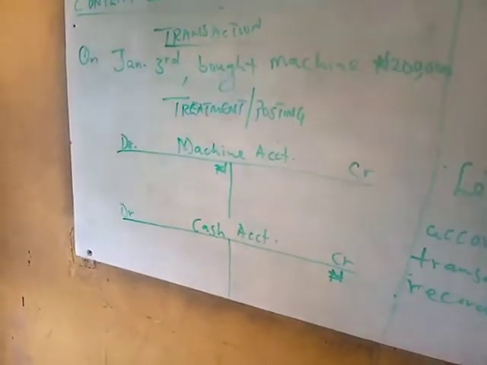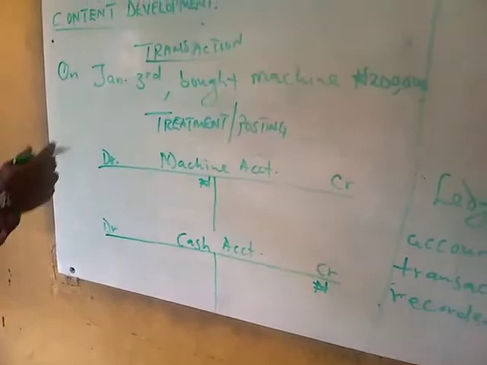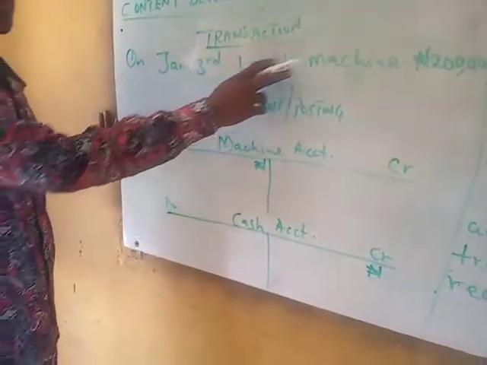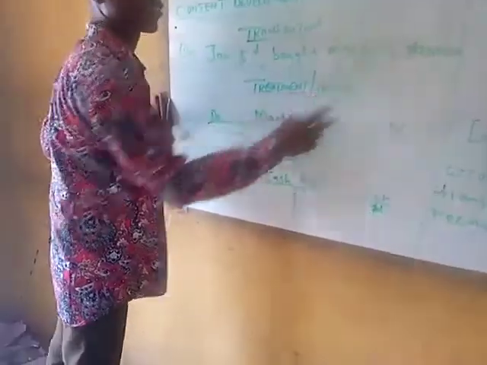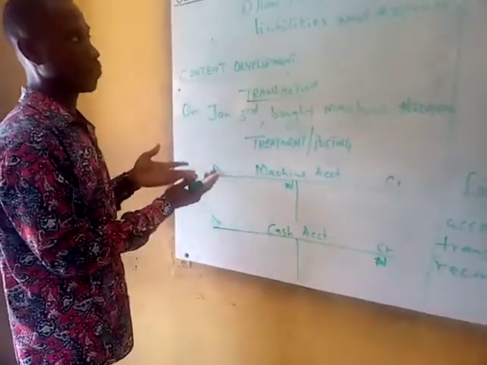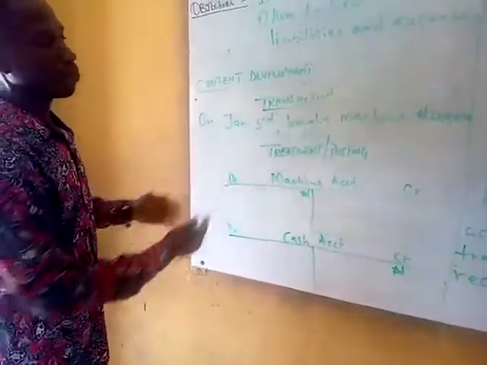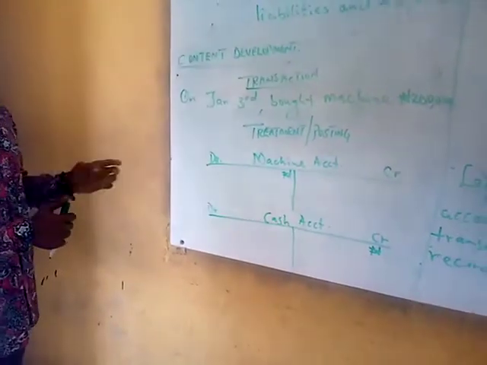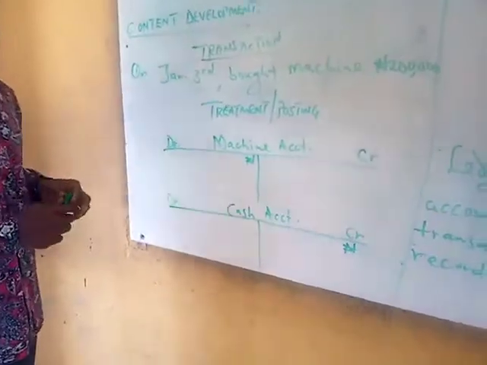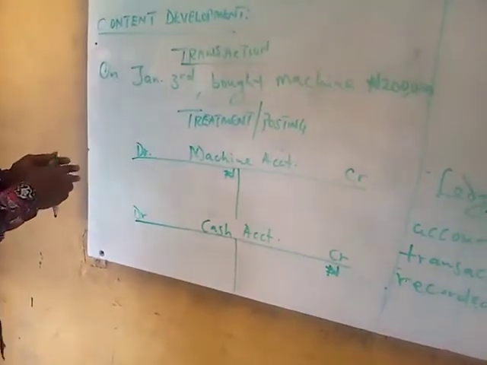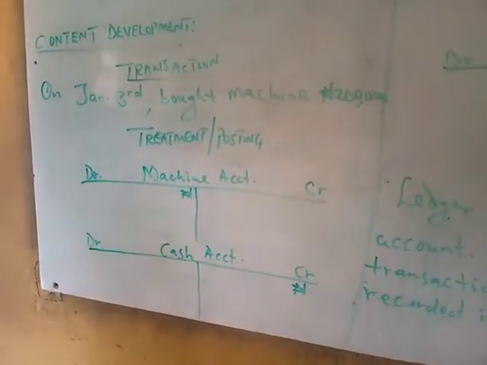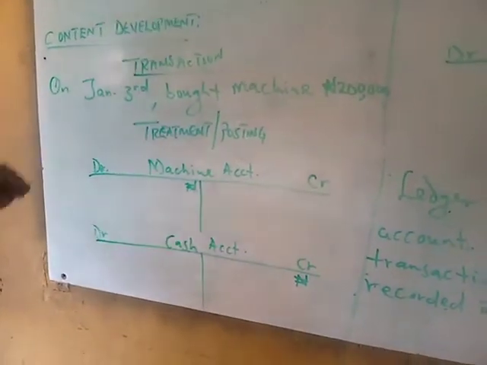Alright, for our first illustration, we have this transaction. On January 3rd, bought machine of 200,000 naira. Now, I want to do the treatment, or how we post it in our ledger, following the double entry principle. From this transaction, on January 3rd, bought machine 200,000 naira, two things have happened.